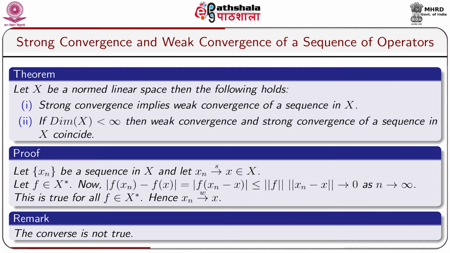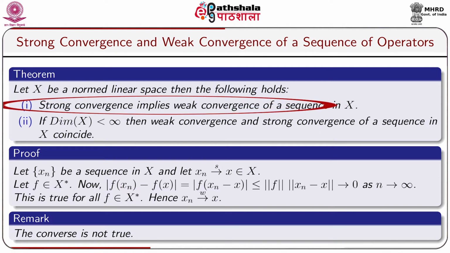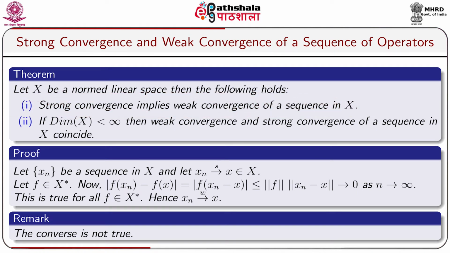Let us take another theorem. Let X be a normed linear space, then the following statements hold. Number 1, strong convergence implies weak convergence of a sequence in X. Number 2, if the dimension of X is finite, then weak convergence and strong convergence of a sequence in X coincide.